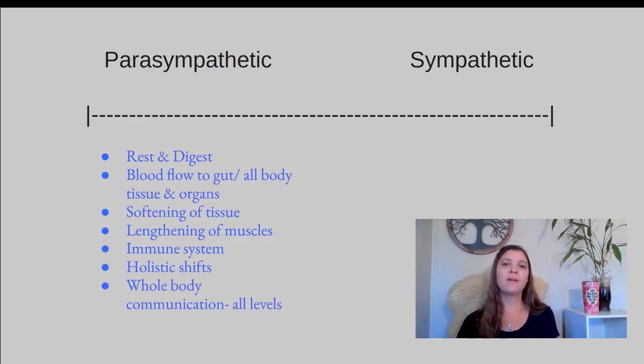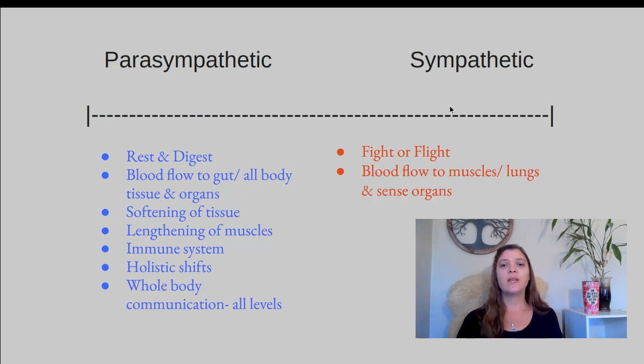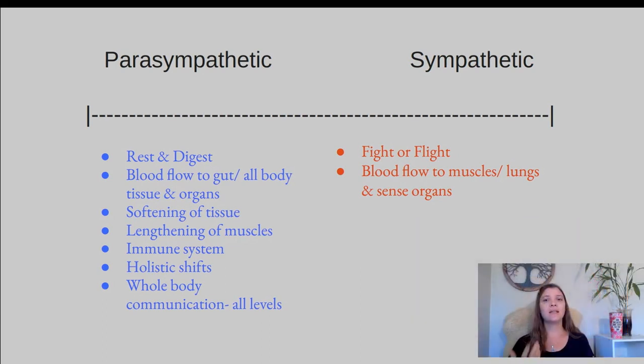And this happens on all levels, not just the ones that are needed for survival, which is what we find in the sympathetic branch of the nervous system. So, in the sympathetic branch of the nervous system, we're working more on the fight or flight aspect. This is when the blood flow, that large majority of the blood flow that was in the gut, is distributed into the muscles, into the lungs, and into the sense organs.